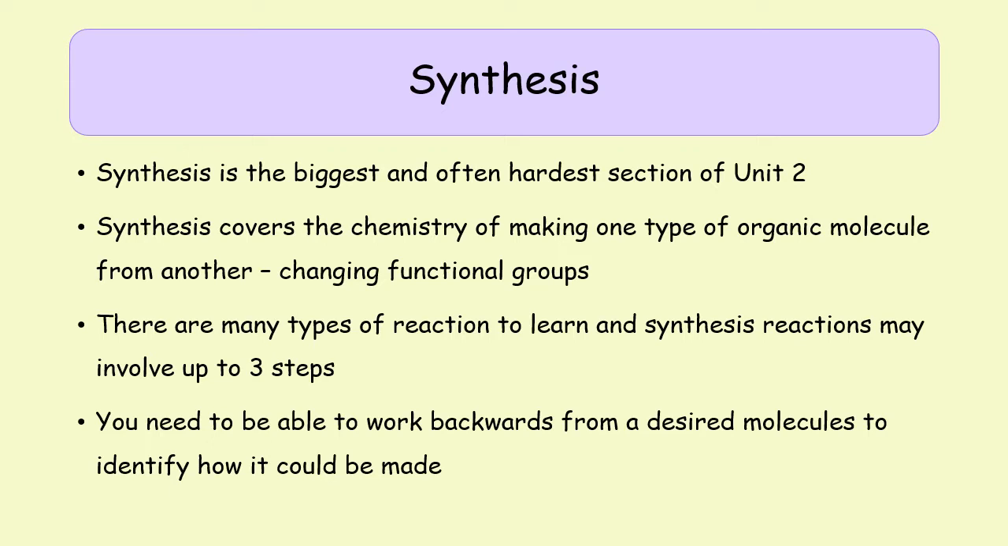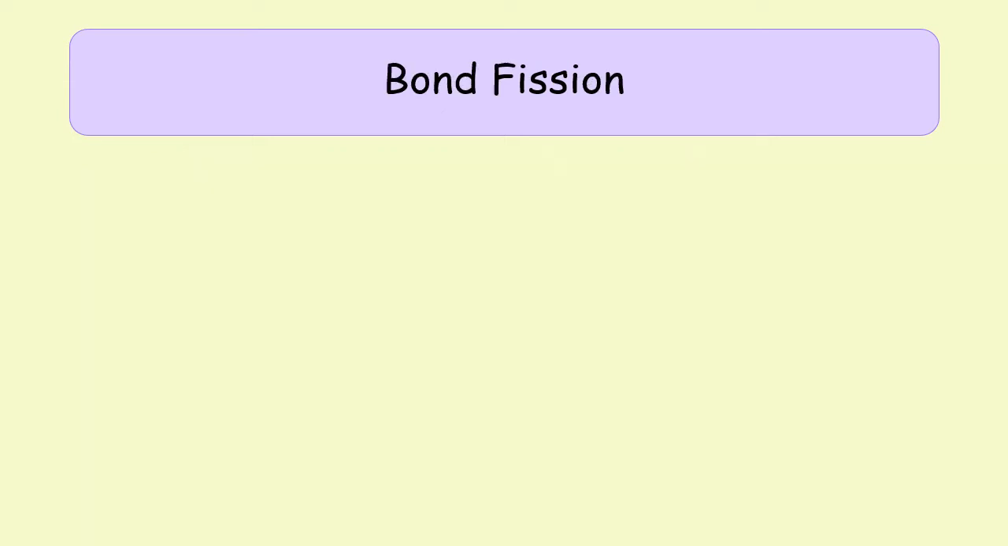Sometimes you will be told the steps, sometimes you will be given the starting molecule and the end molecule and have to work out what goes in between. Sometimes you're given the end molecule and you have to work backwards to how it could have been made. So it can be quite complicated. Now, mainly what we're going to focus on in this video are bonds and the way that bonds are broken and reformed and how we use arrows to represent this.